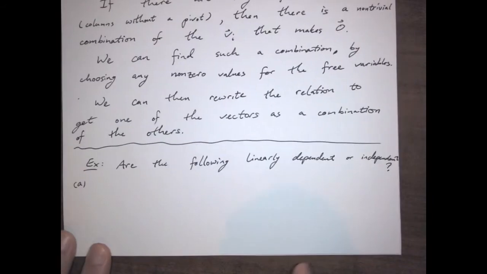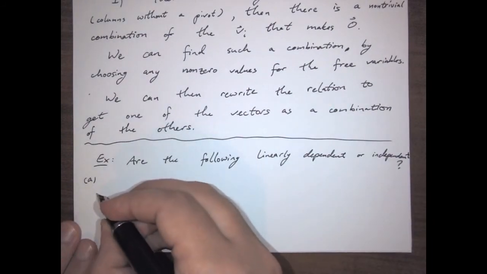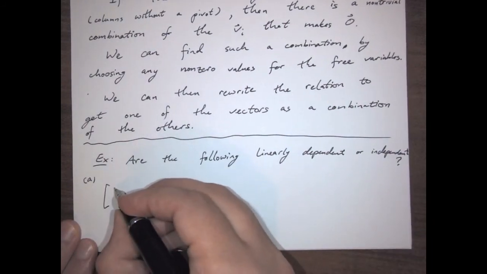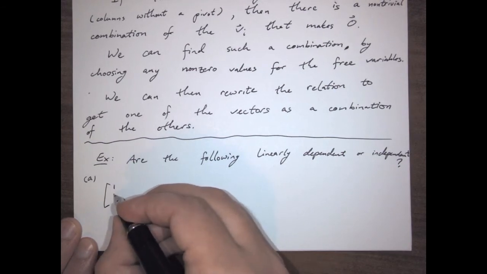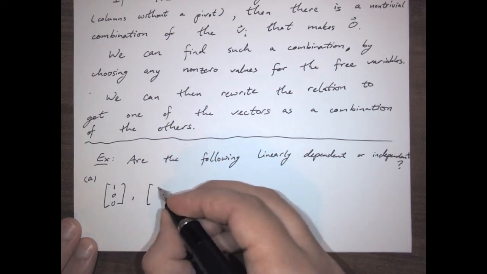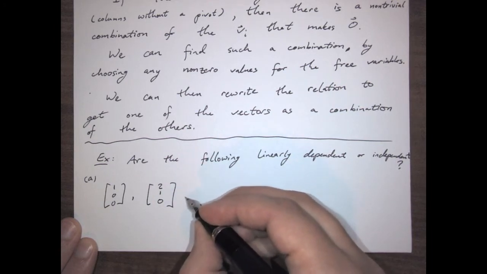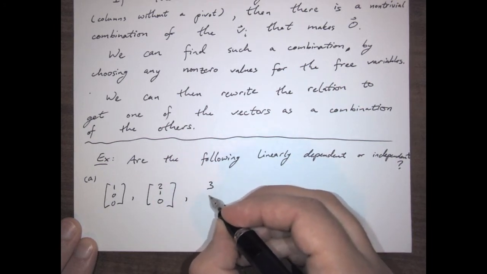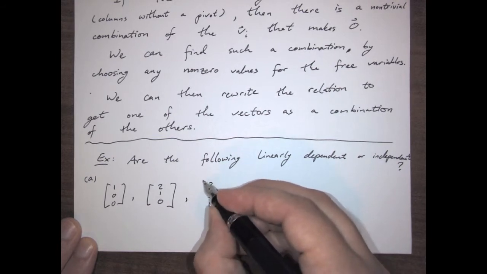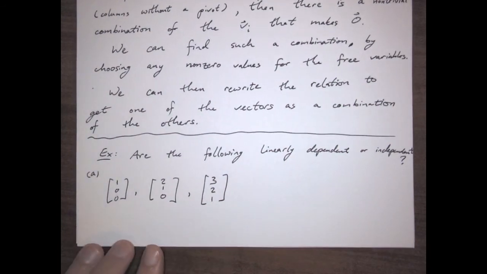And let's take as an example first the vectors 1, 0, 0, and 2, 1, 0, and then finally 3, 2, 1. So these are our three vectors: 1, 0, 0; 2, 1, 0; 3, 2, 1.